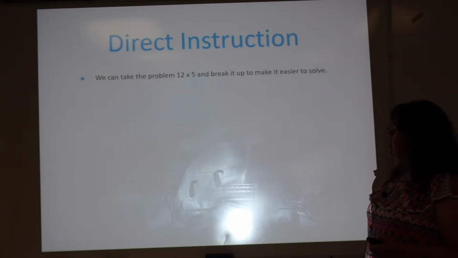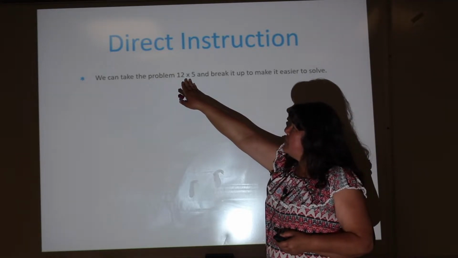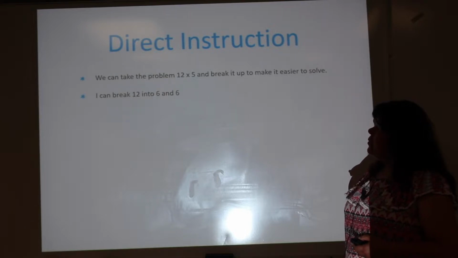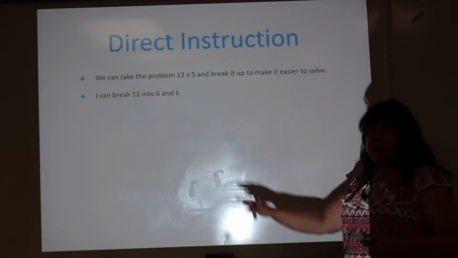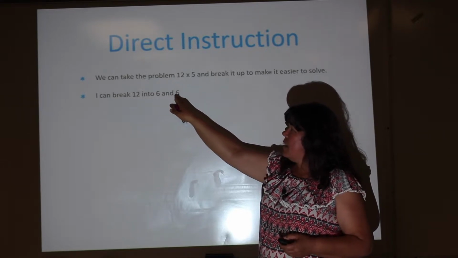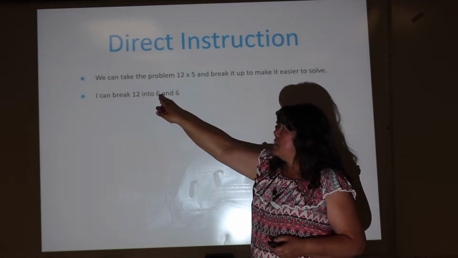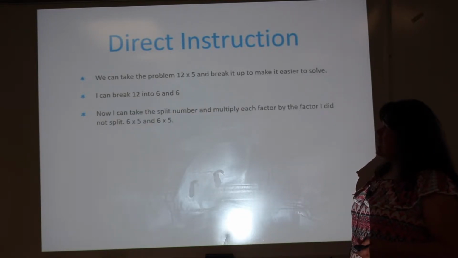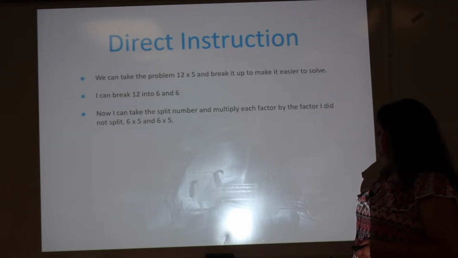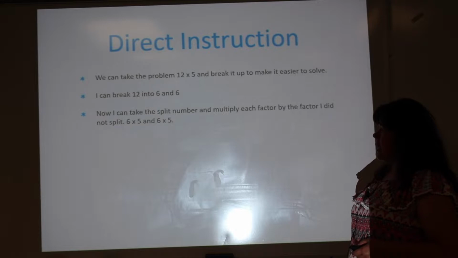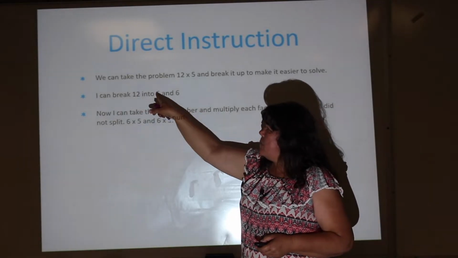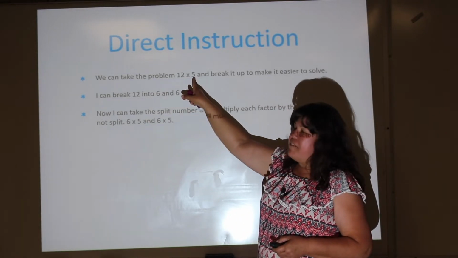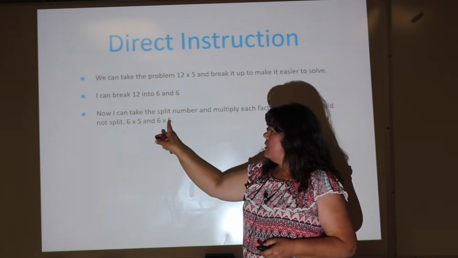So here's our direct instruction. We can take the problem 12 times 5 and break it up to make it easier to solve. So I can break up 12 into a 6 and another 6, because I know that 6 plus 6 will still equal 12. So I just changed it a little. Now I can take the split number and multiply each factor by the factor I did not split. So here's the one that I split, and I made them into two 6s. Here's the 6, here's the other 6. This is the factor I did not split, the 5, and here it is again here.